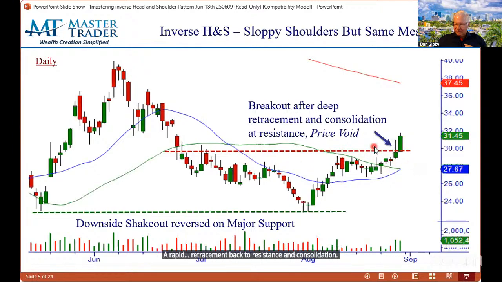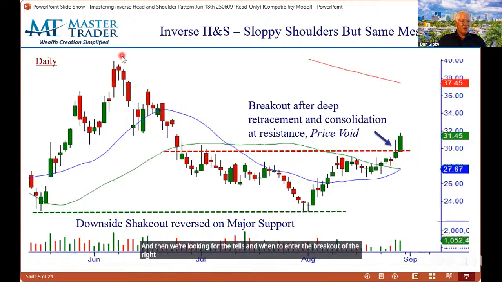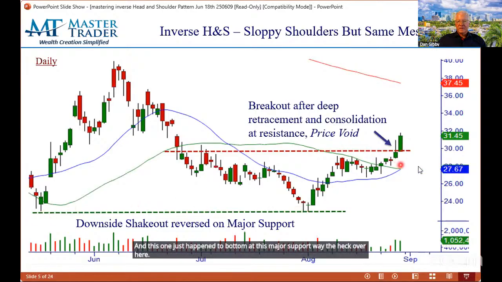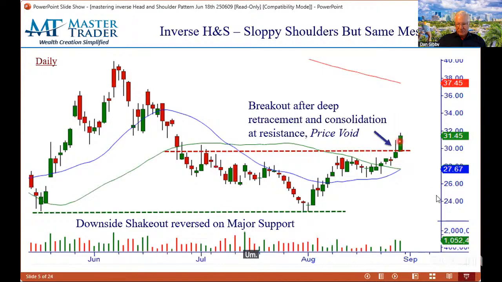And then we're looking for the tells and when to enter the breakout of the right shoulder. And you always need a void, which was created by this prior momentum move down. See, it tried to bottom on the first shoulder and it failed. And this one just happened to bottom at this major support way over here. That was your entry. So I'm saying this one is sloppy, but the same message.